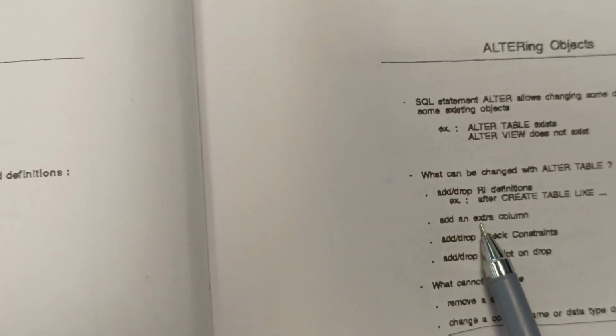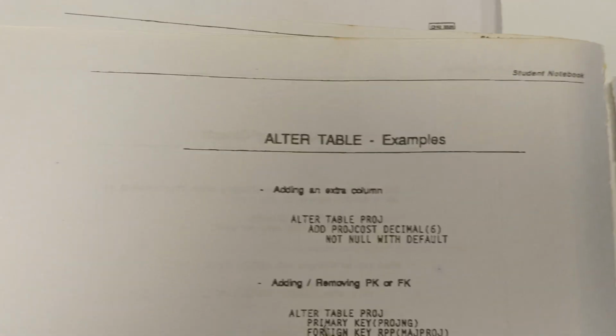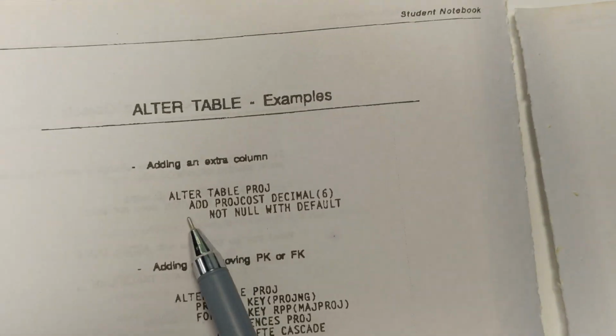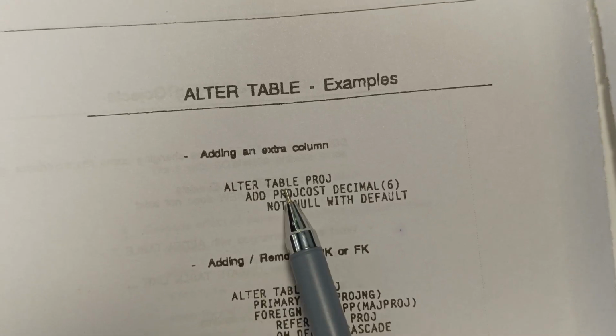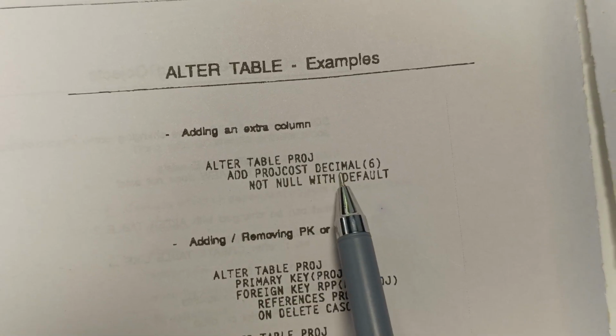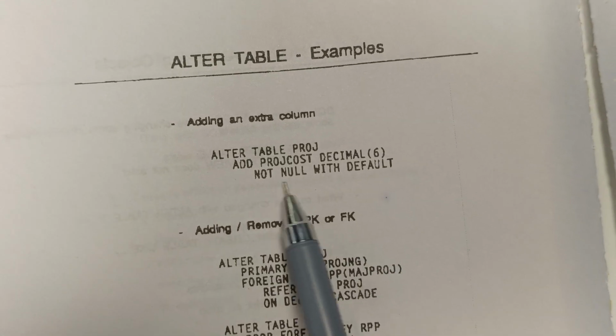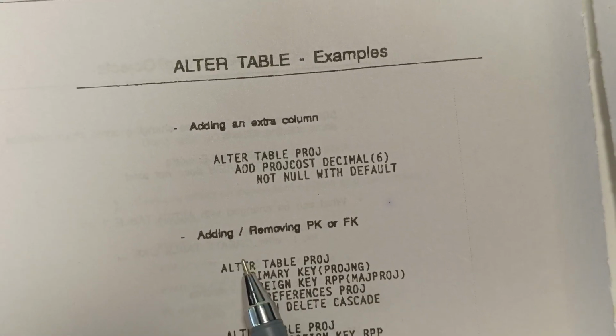I told you we can add an extra column. This is the syntax for how to add an extra column in the table by using the ALTER statement: ALTER TABLE, the table name project, ADD the column name and DECIMAL. What is the data type and how many bytes? Then NOT NULL with the default value.